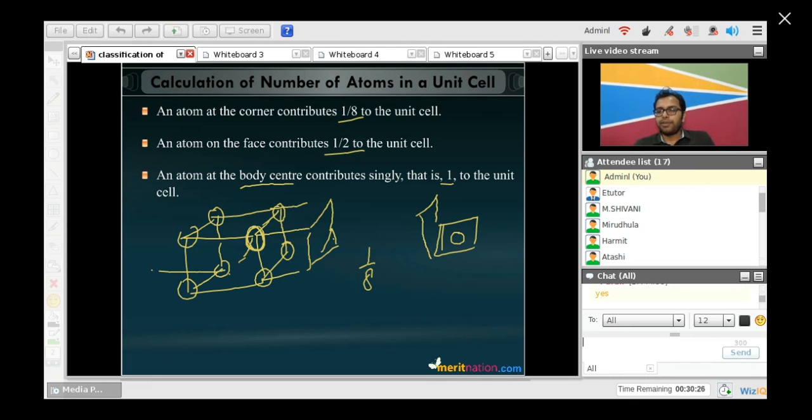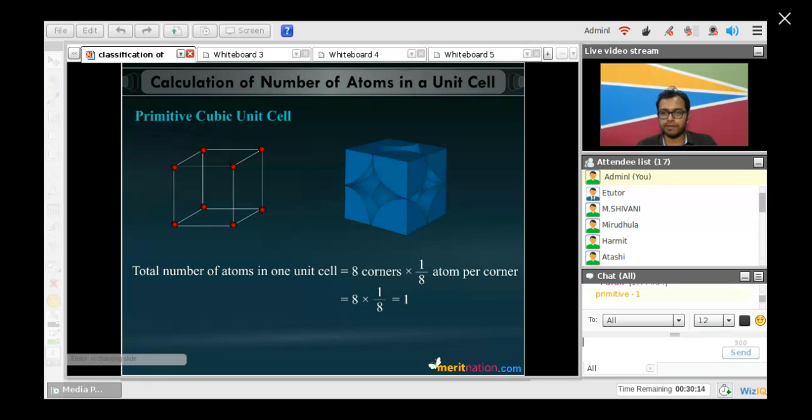So contribution corresponding to the atom present at the body center is equal to 1. 2 atoms in total. So if you have to calculate the number of atoms present inside the BCC structure, the body centered cubic structure, then in that case the number of atoms present is 2, right?